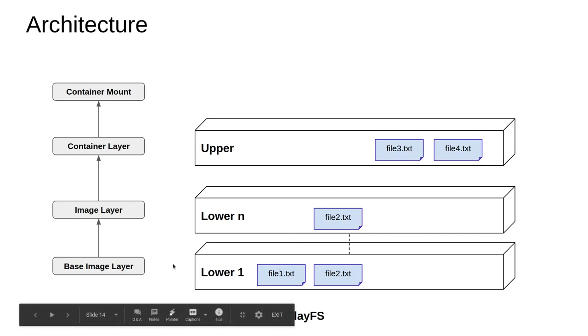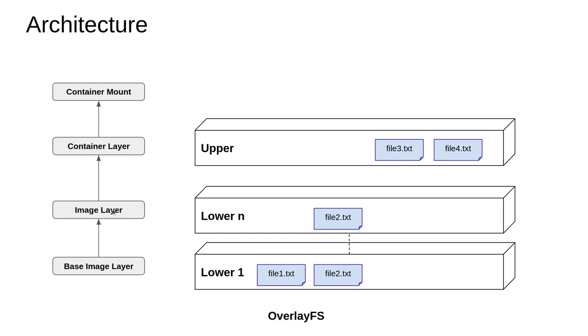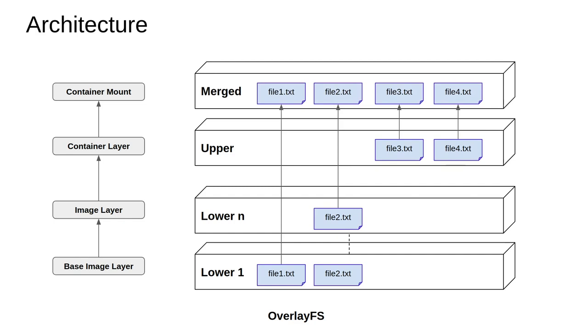So these layers, the base image layer and the subsequent image layers that are built on top of the current one or current base, stay as read-only. They don't get tampered with. Whereas the upper one will have all the changes that you have made at the container level. And what the end user finally sees when they load the container is file1.txt, file2.txt, file3.txt and file4.txt.